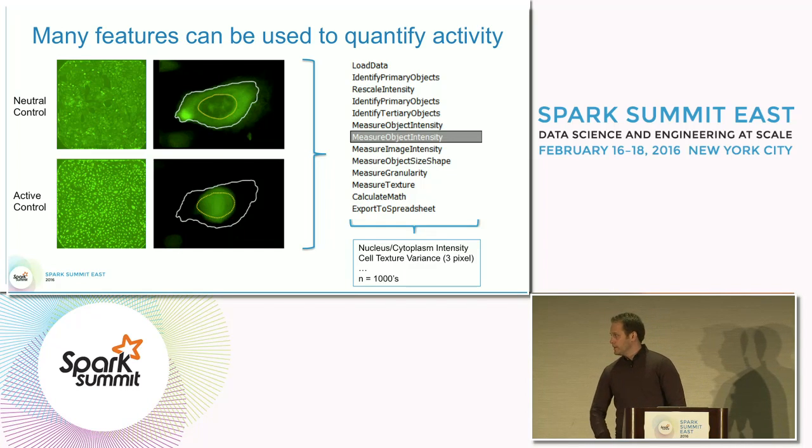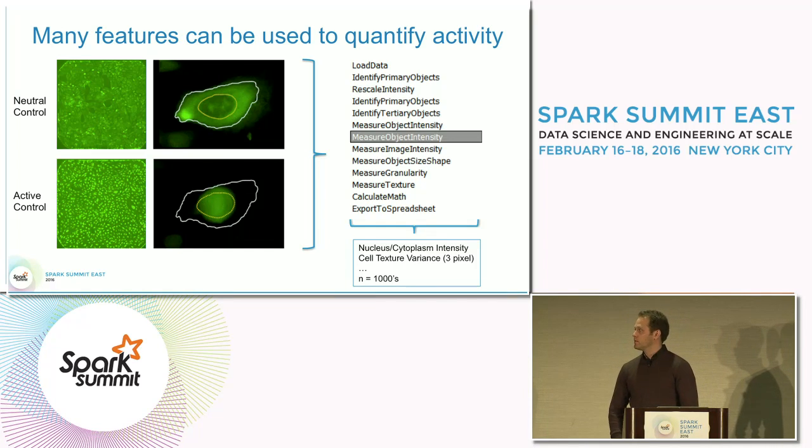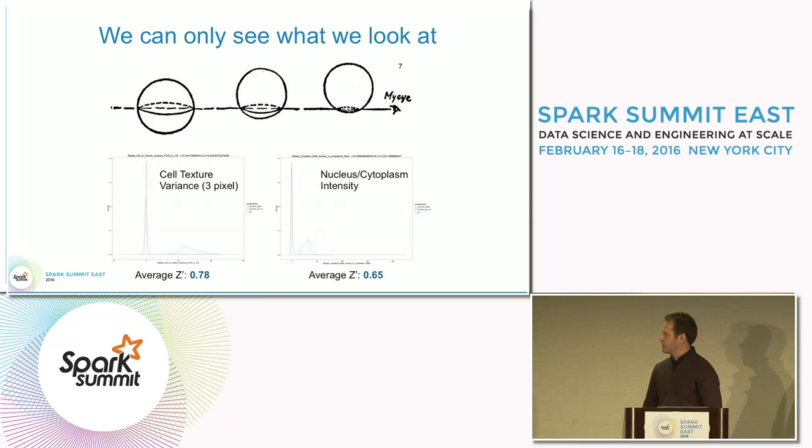And in this case, it might seem kind of intuitive that you would look for maybe the average intensity of green in the cytoplasm versus in the nucleus. You know, maybe take that ratio. That seems like probably a pretty good idea. And that is a pretty good idea, but it's not the best idea.